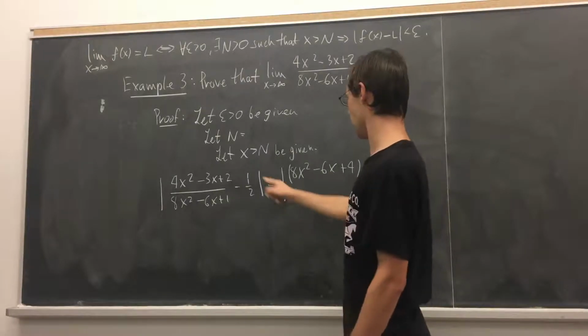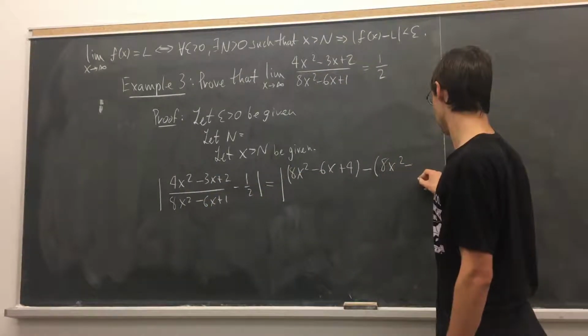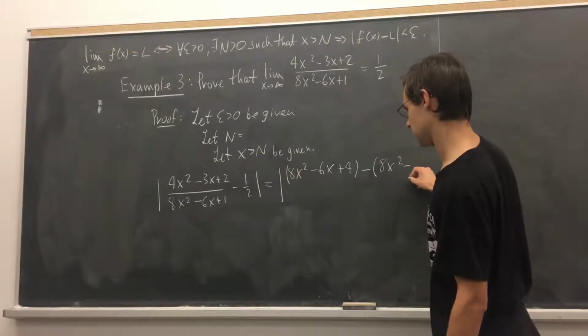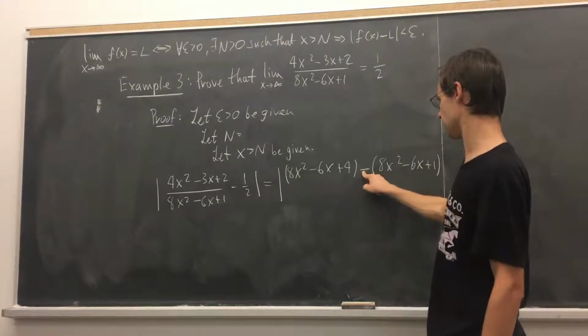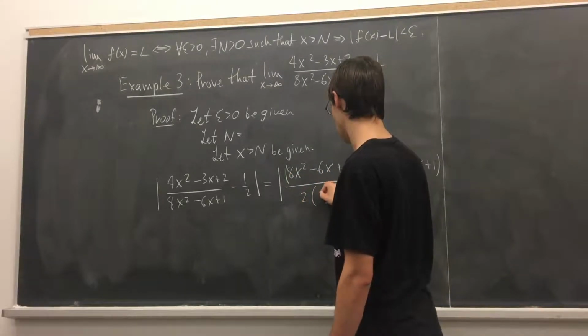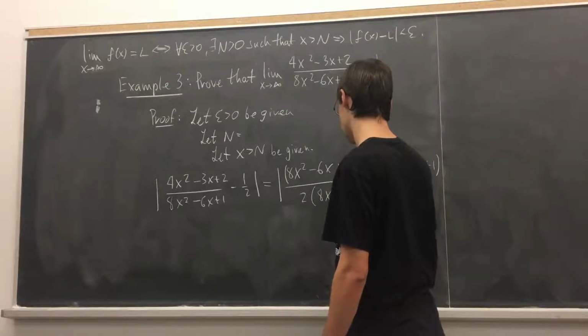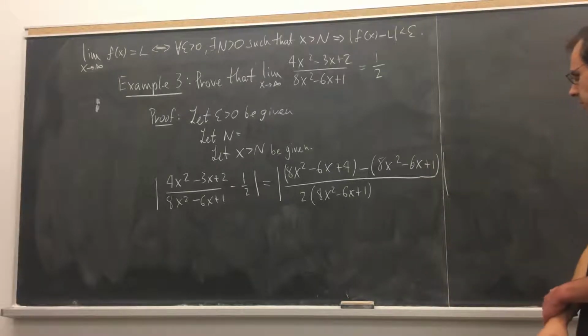Then we're going to subtract away 1 times this, so 8x squared minus 6x plus 1, okay? Because there's a minus out here. And then that's going to be divided by 2 times 8x squared minus 6x plus 1, okay? So there we go, there's our expression.